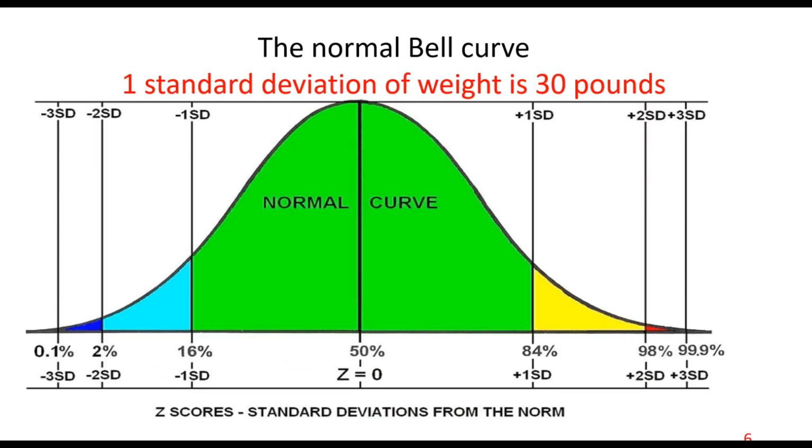We need to understand the normal bell curve. Any trait, height, weight, or IQ scores generally fall along this normal distribution, with most of the people being within plus or minus 1 standard deviation. And although 1 doesn't sound like a large number, it's equivalent to 30 pounds. 1 standard deviation of weight is 30 pounds.